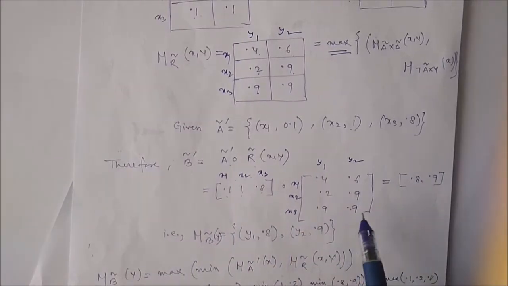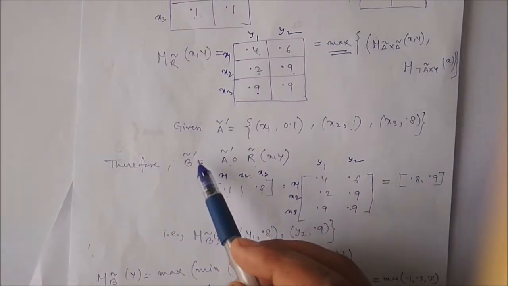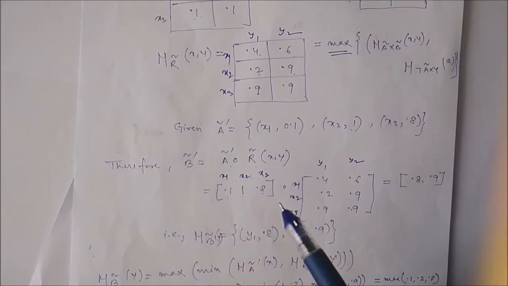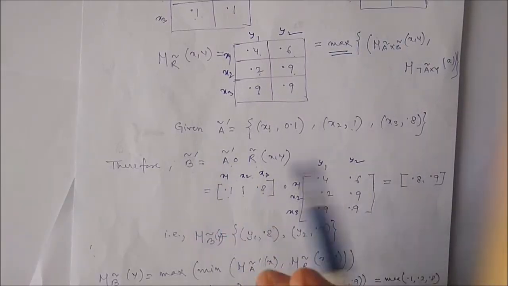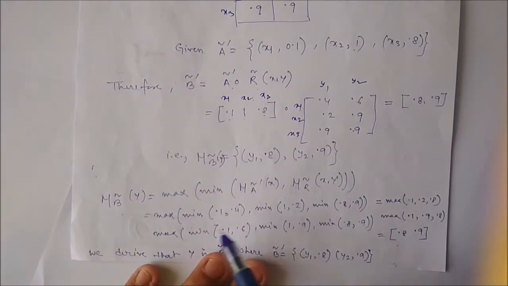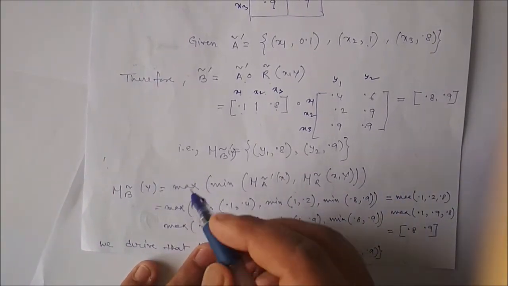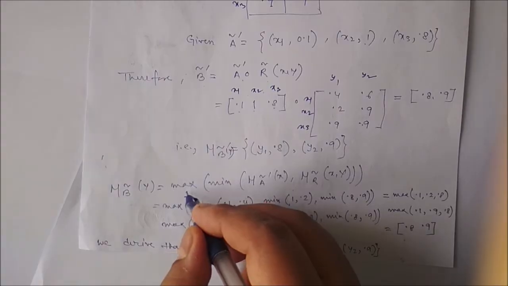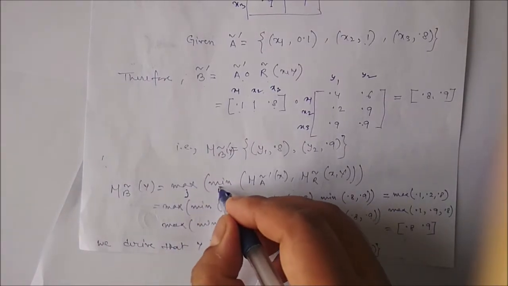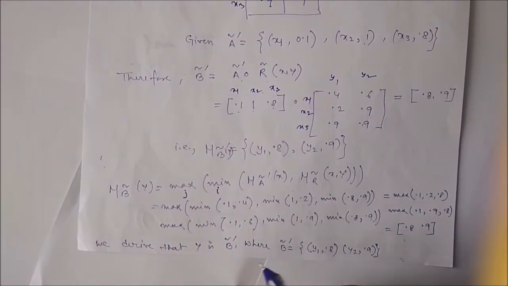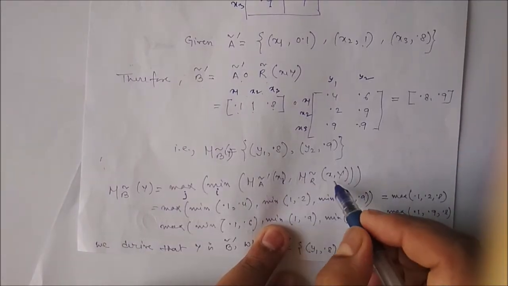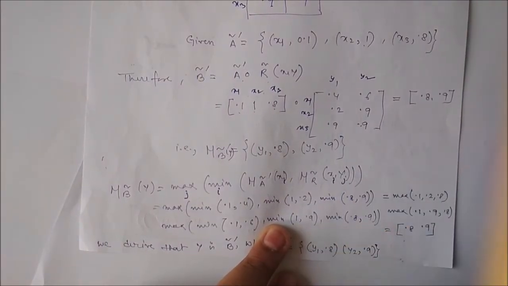So we have to get the membership values of B dash. To get B dash, we can use this particular formula. You can see here, to calculate this, for each and every j, we have to calculate over i. Here we have xi and yj.